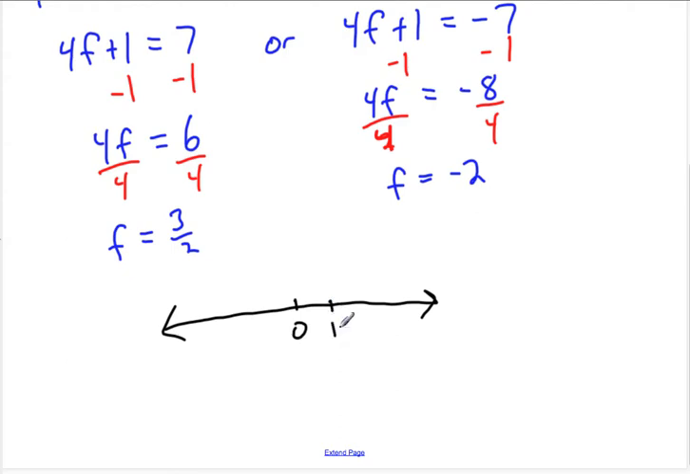So let's put a 0, a 1, and a 2, and then we have a negative 1 and a negative 2. So in order to properly answer this question, you would have to put a dot here for negative 2 and a dot at 1.5, right? That's if we were to graph it. You don't have to graph all of these, but if you were asked to, you would get 2 points. So that's how you do that. Again, if you were not asked to graph it, you could just leave it with those 2 answers with an or statement in between. f equals 3 over 2 or f equals negative 2.